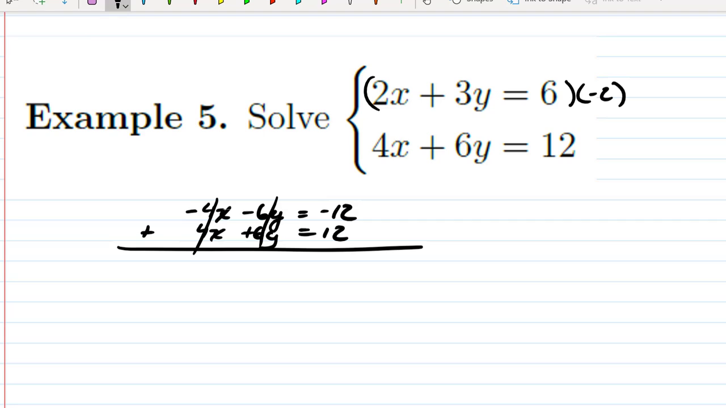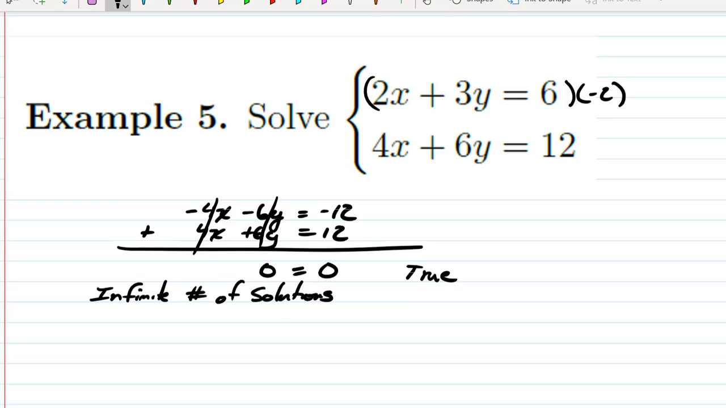Once again, just like in the previous example, both the x's and the y's eliminate, so we get 0 equals. But this time, on the right side, we have negative 12 plus 12, which is also equal to 0. Well, 0 equals 0 is a true statement. When this happens, it means that we have an infinite number of solutions.